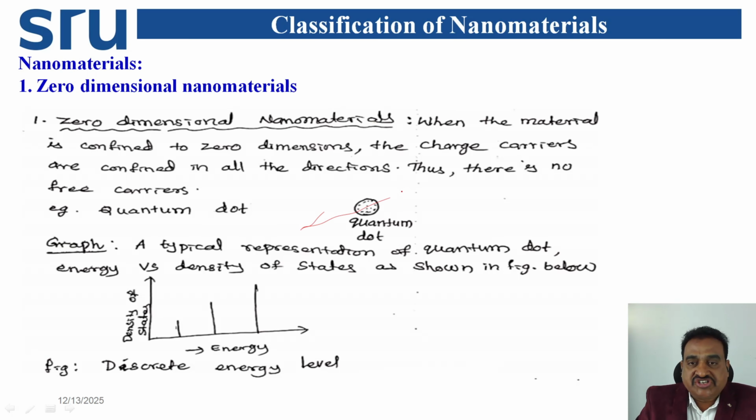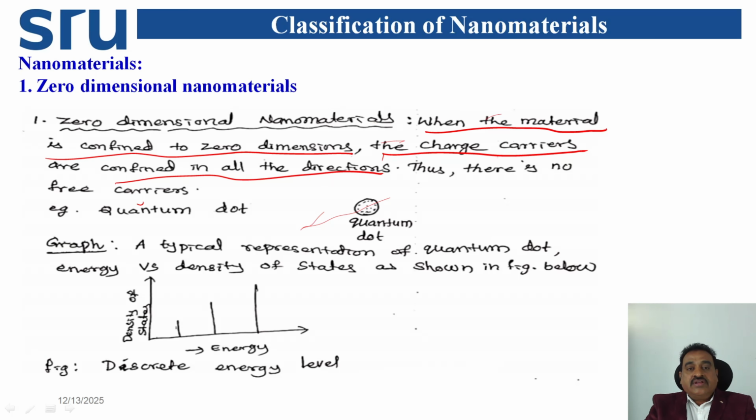Zero dimensional nanomaterials: when the material is confined to zero dimensions, the charge carriers are confined in all the directions, so there is no movement of charge carriers. There are no free carriers. This type of nanomaterial is known as zero dimensional nanomaterial. For example, quantum dot.